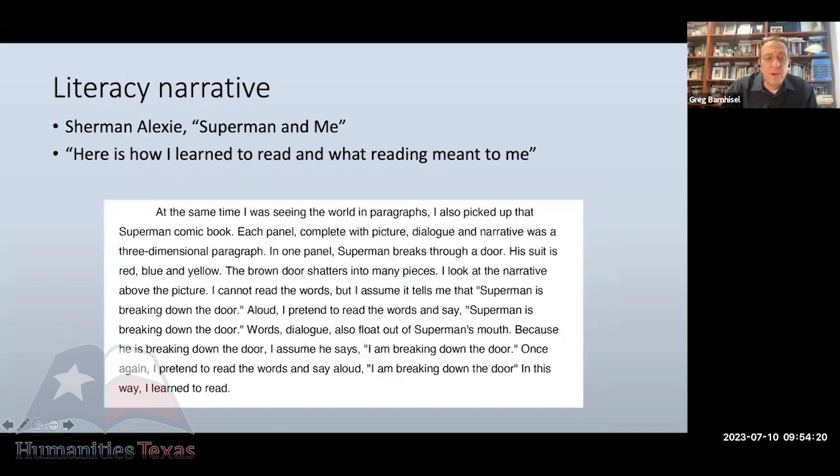And then finally, and Sherman Alexie, I don't know if you're going to want to use him, he's a sort of controversial person because he had some sexual harassment in his past. But his essay, Superman and Me, is a wonderful example of what's called the literacy narrative. And the literacy narrative is a type of essay that is especially popular these days in college writing teaching that basically boils down to, here is how I learned to read, and here is what reading meant to me and helped shape me as a person. This can also be a very good one for teaching high school students.